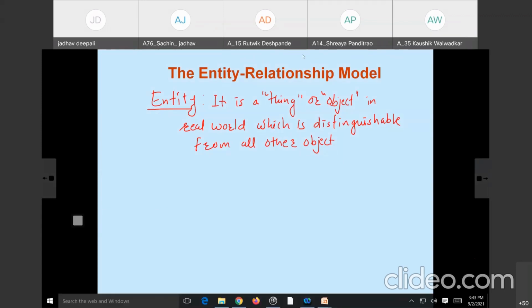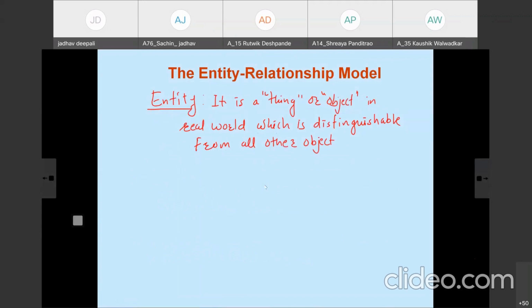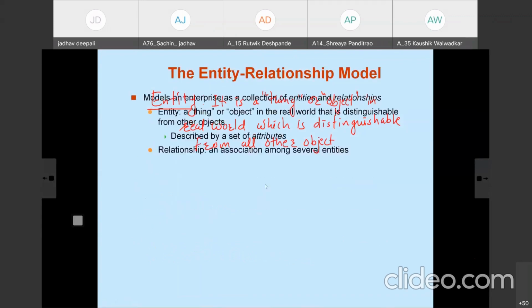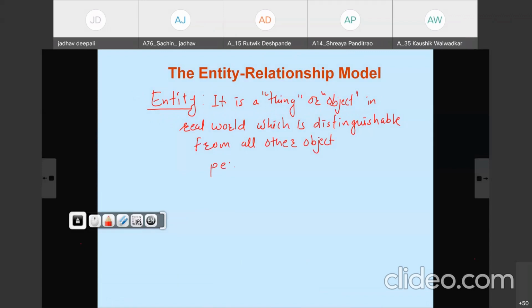The simple example is a person. Every person is distinguishable from all other persons. Every person that we know is distinguishable from all other persons. So remember always the definition of entity: it is a thing or object in the real world which is distinguishable from all other objects.